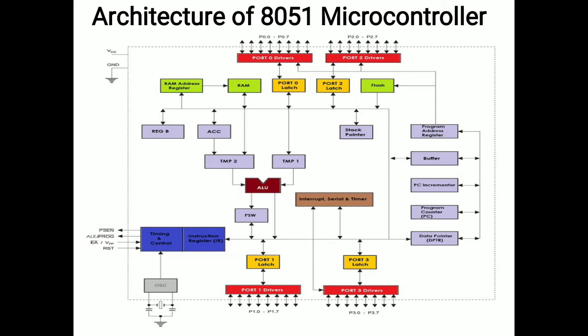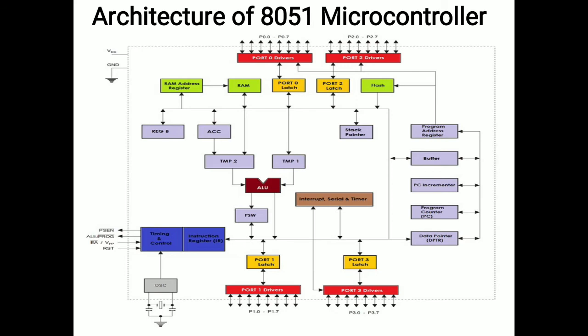The PSW register consists of the parity flag, whether the result consists of an odd number of ones or an even number of ones. According to that, parity is set. After that, the zero flag. If the result of an ALU operation becomes 0, that is, the accumulator becomes 0, in that case the zero flag will be activated, that is, set to 1. After that, auxiliary carry and carry flag.